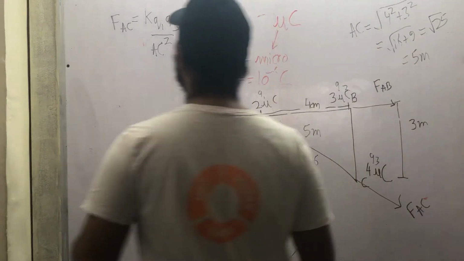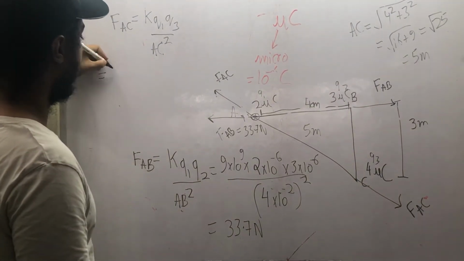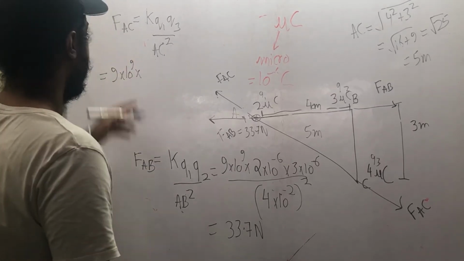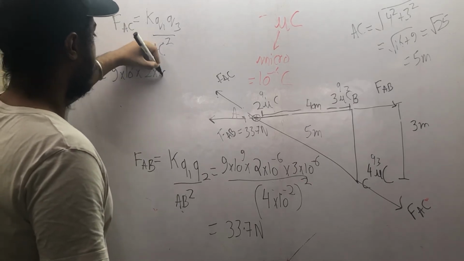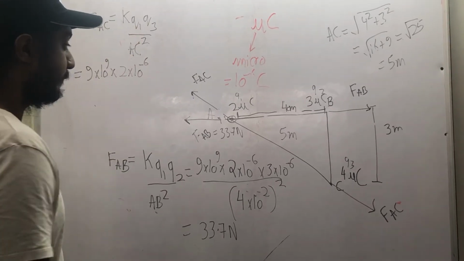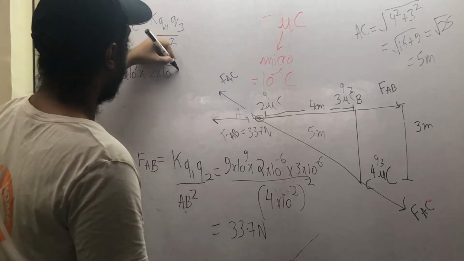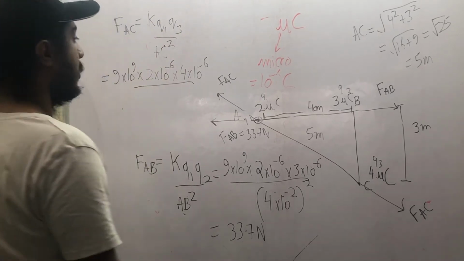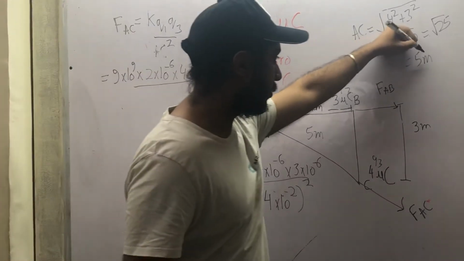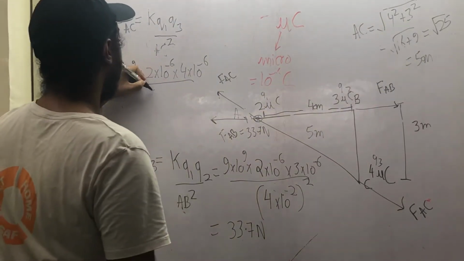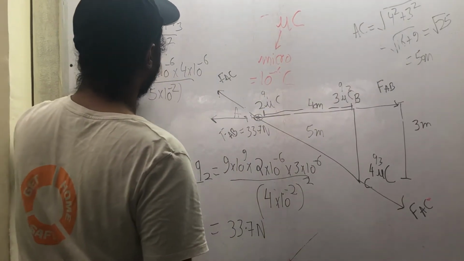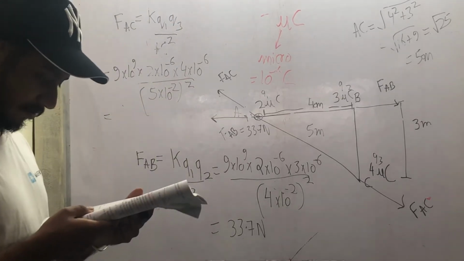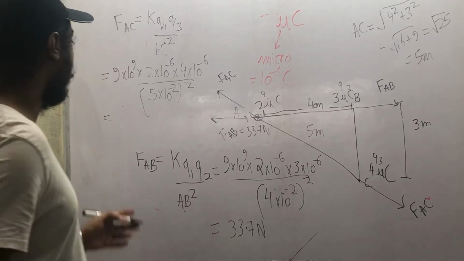Okay. So K, Q1, Q3. K is 9 into 10 raised to the power 9. What is Q1? 2 into 10 raised to the power minus 6. Okay. And Q3 is 4 into 10 raised to the power minus 6. And AC square is how much? It is 5 centimeter. So 5 into 10 raised to the power minus 2 whole square. So this is how you will find out AC. Okay. So what does FAC come out to be? FAC comes out to be 28.8 Newton.